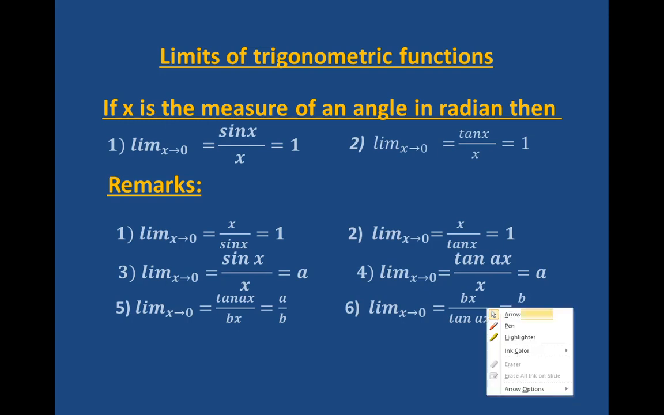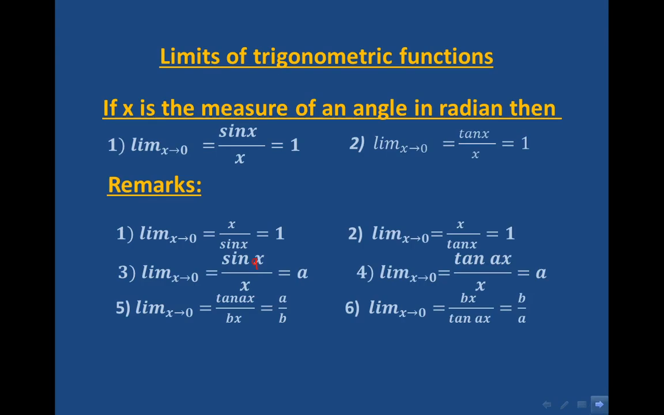Limit when x tends to 0 of sine x over x, here sine ax over x equals a. Limit when x tends to 0 of tan ax over x equals a. Limit of tan ax over bx equals a over b. And limit when x tends to 0 of bx over tan ax equals b over a.